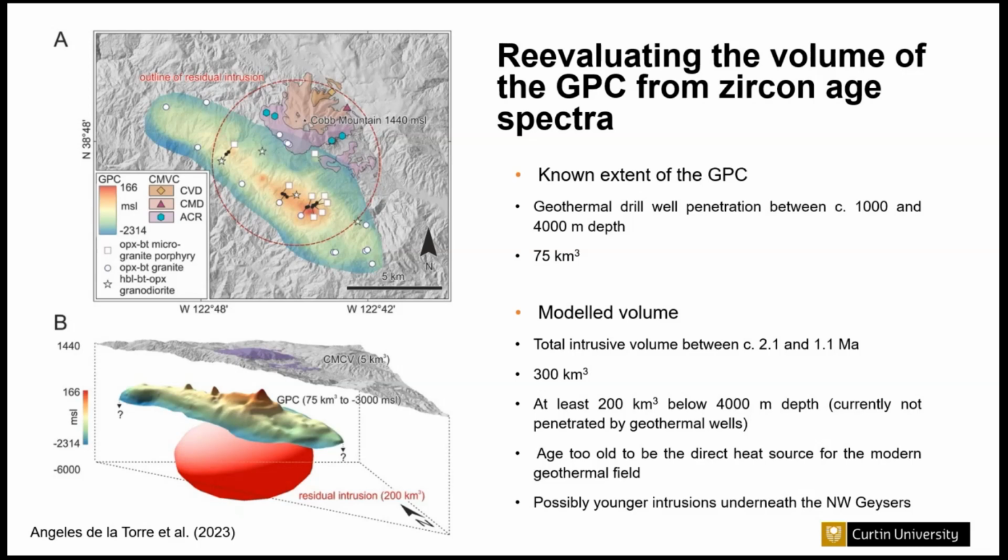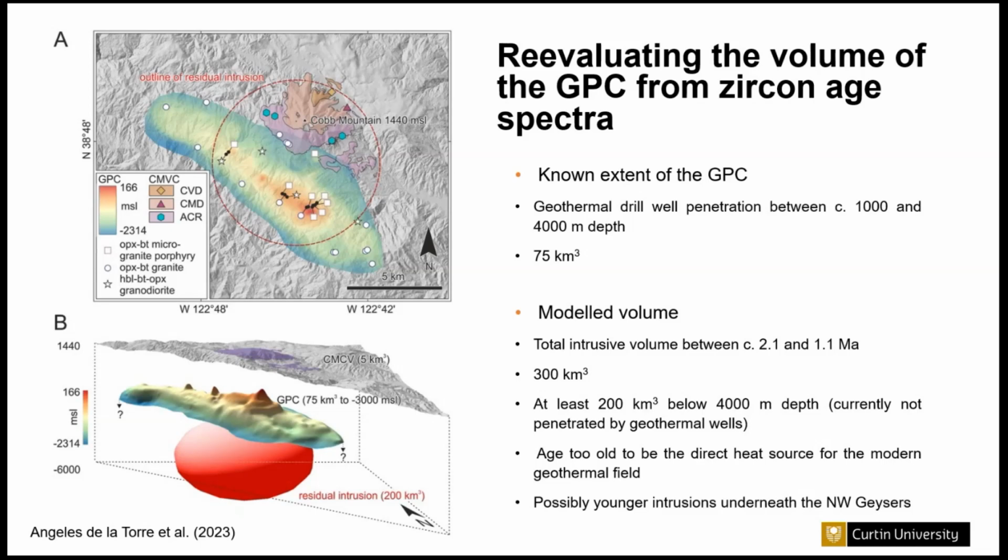That's our hypothesis. We say that underneath the known Pluton, there must be at least twice as much of this intruded volume at this relatively shallow level. So in the model, we intrude at about 6 to 7 kilometers. Okay, this is still too small and too old to be the heat source for the present field.